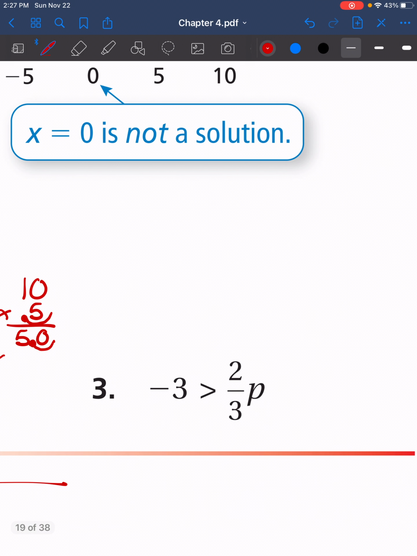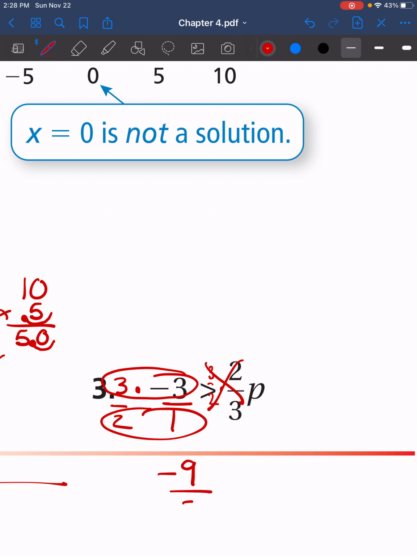Number 3, what's happening to p? It's being multiplied by 2/3. Now, I could divide by 2/3 to get rid of it, but we learned that there's a little shortcut. I can actually multiply by the reciprocal, and it makes it go away. Multiply both sides by the reciprocal. 3 times -3 is -9. 2 times 1 is 2. Okay, so p is less than -9/2.